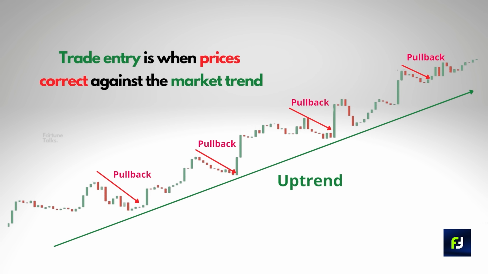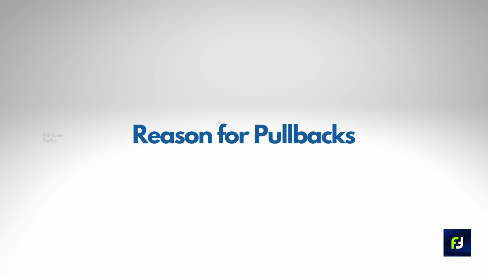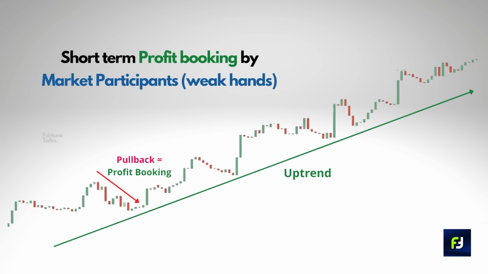As a pullback trader, you are trying to take a trade in the direction of the trend, but you look to enter when the market is going against the trend on the retracement or the corrective move. But you are still trading in the direction of the trend. And the reason for pullbacks in the prices is simple. It is due to the short-term profit booking by some traders, which causes the prices to dip lower.